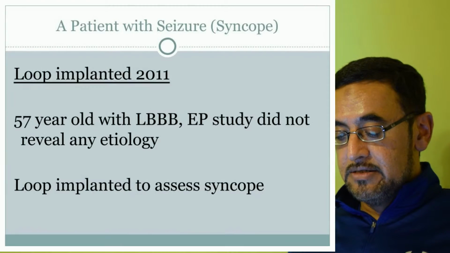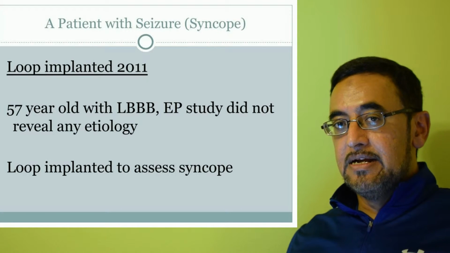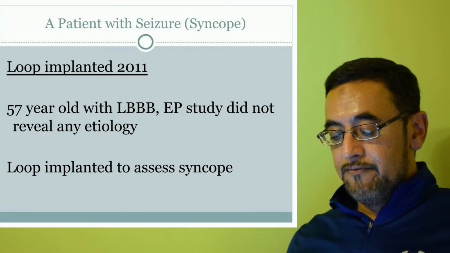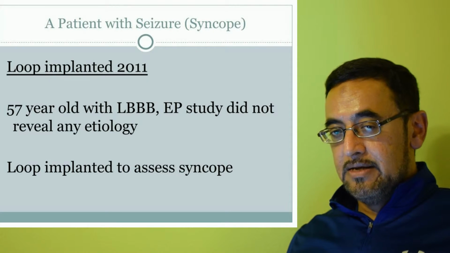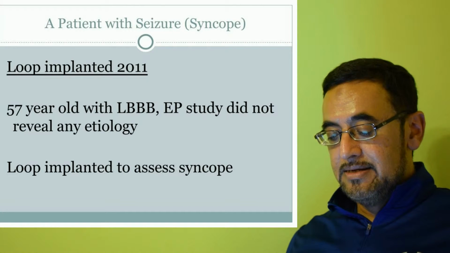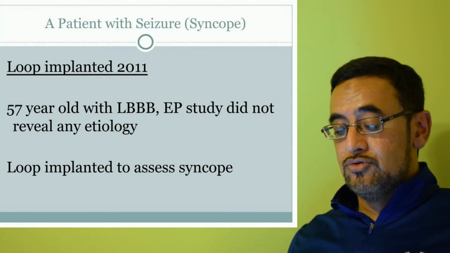Here's a second patient. This is a patient with seizure disorder. He had recurrent syncope. He had an EP study on account of left bundle branch block and finding of syncope. His EP study did not show any severe etiology. He had a loop implant and was followed for the next 2 years.